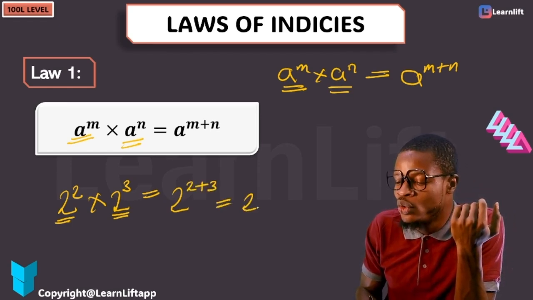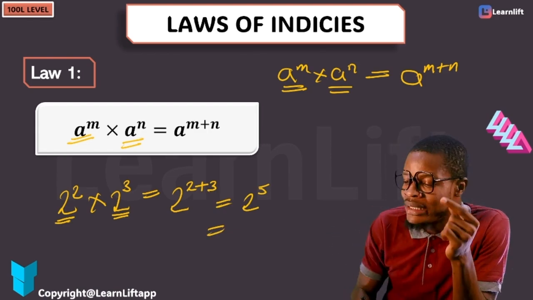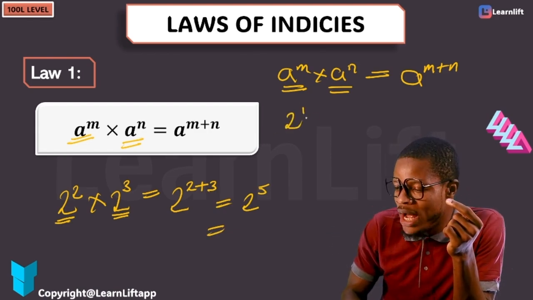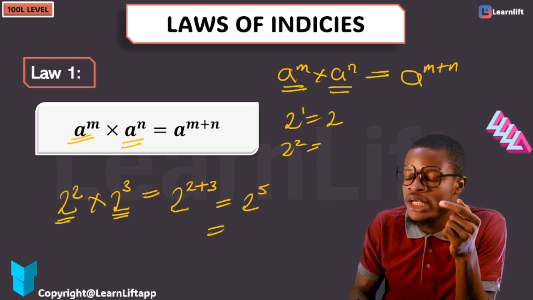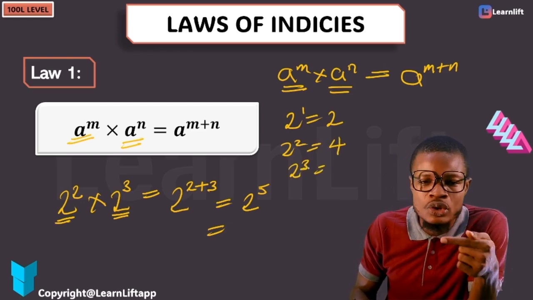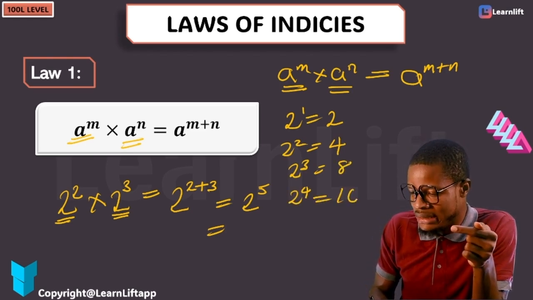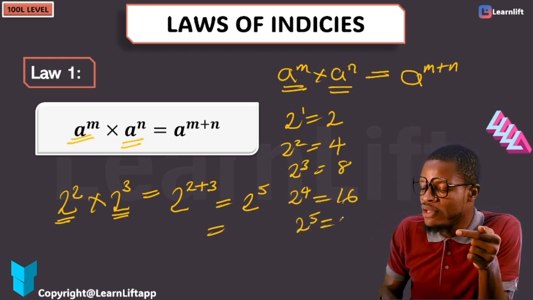And that's going to give you 2 raised to the power of 5. And what's 2 raised to the power of 5? You should know the answer. Now this is it. 2 raised to the power of 1 is 2. 2 raised to the power of 2 is 2 times 2, and that's 4. 2 raised to the power of 3 is 2 times 2 times 2, and that's 8. 2 raised to the power of 4 will give you 16. 2 raised to the power of 5 is going to give you 32.